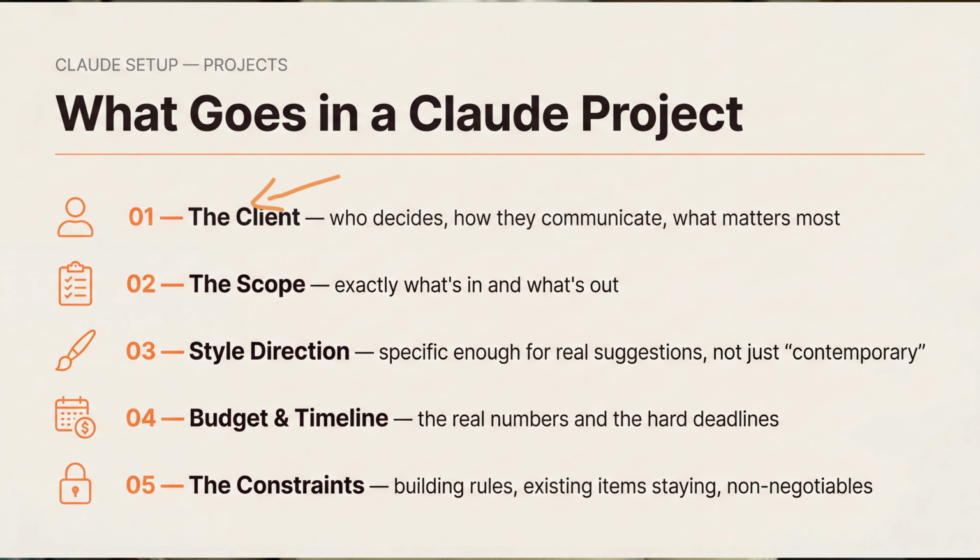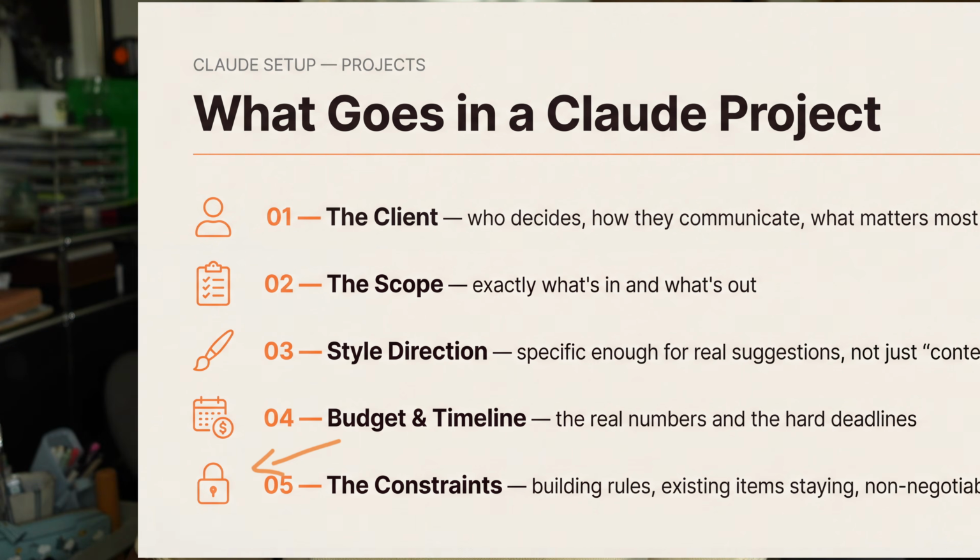So here's what a good project actually includes. The client, not just their name, but who makes decisions, how they communicate, and what matters most to them. The scope, what's exactly in and what's out. The style direction, specific enough that Claude can make real suggestions. The budget and timeline, the real numbers and the hard deadlines. And the constraints, building rules, what existing pieces are staying, anything that limits what's possible. The more specific you are, the better Claude performs.